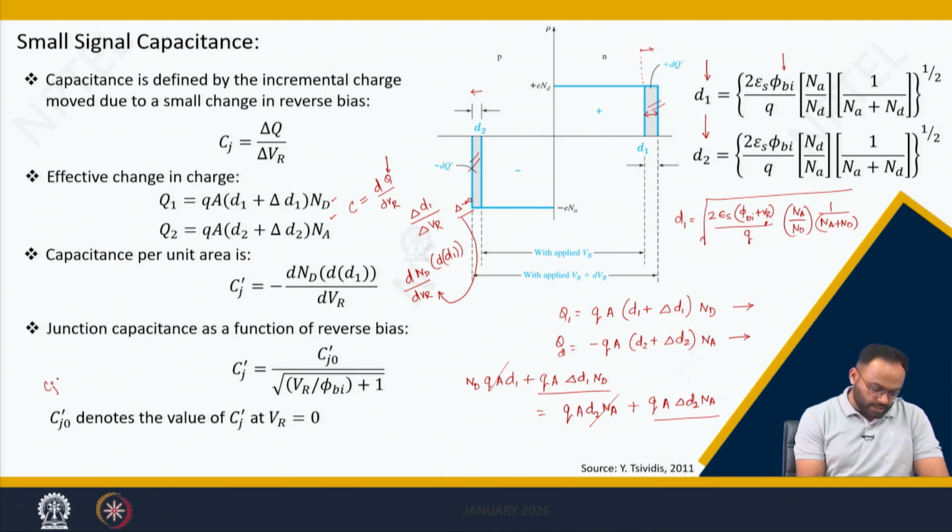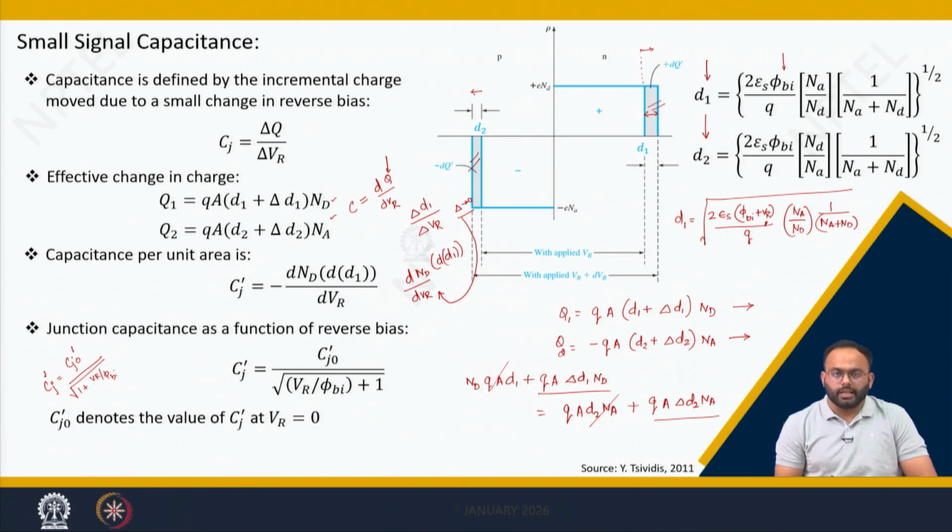When you differentiate with respect to Vr, you will get an expression which simply says Cj, or the junction capacitance, is nothing but Cj0 divided by 1 plus Vr by phi bi, where Cj0 we need to take here per unit area. So, Cj0 is nothing but the capacitance when the Vr voltage is 0, correct. So, this is the junction capacitance that exists in the reverse bias case.